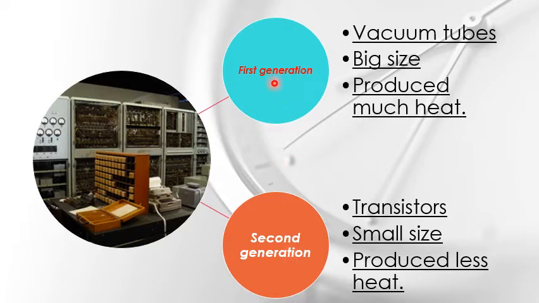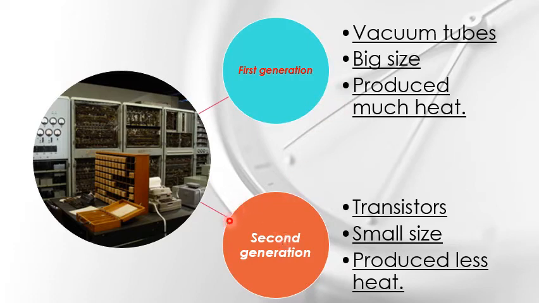If we talk about first generation computers, vacuum tubes were used. They were big in size. They used to produce a lot of heat. Vacuum tubes are tube-like structures through which electricity can pass.